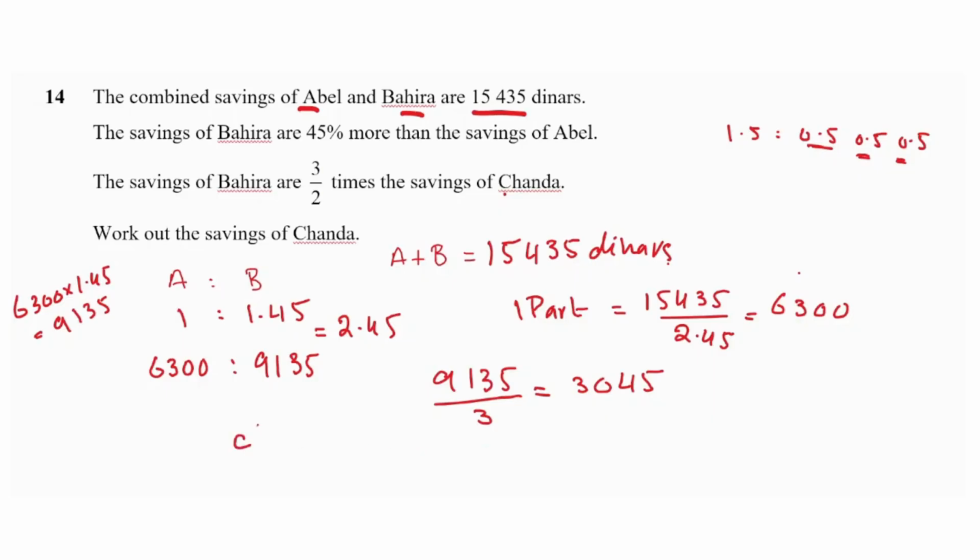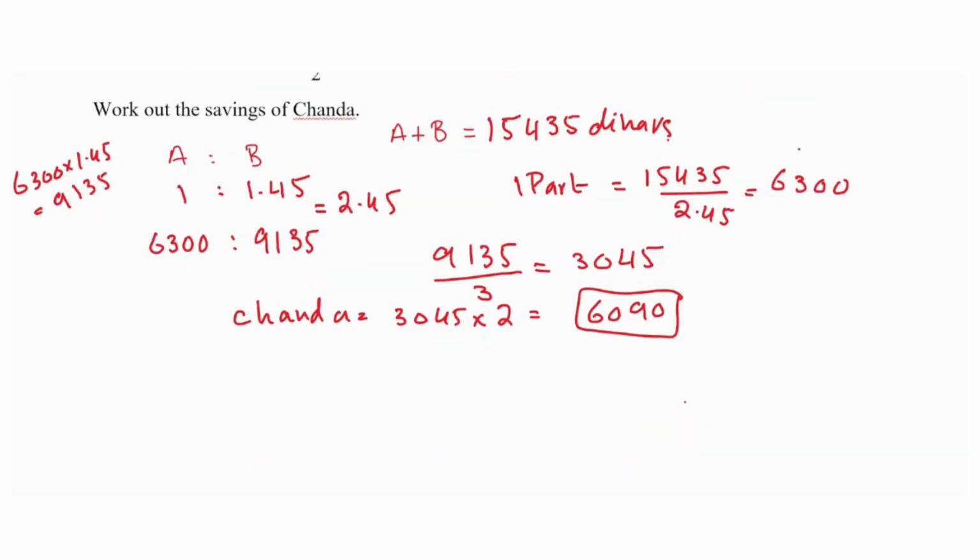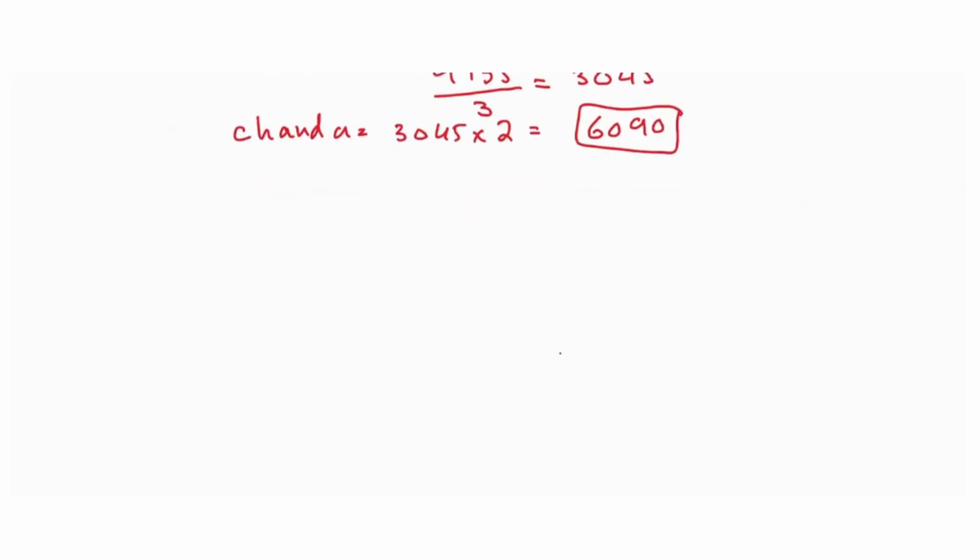So we're going to say Chanda, and Chanda would get 3045 times 2. So that will give us 6,090. So this is our final answer. 6,090 is our final answer. Let's move on to the next question quickly.